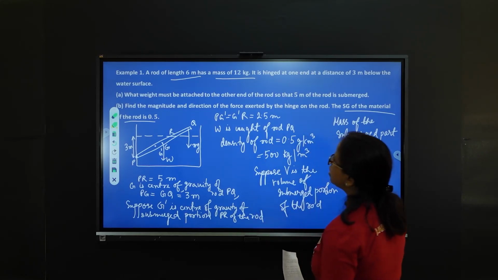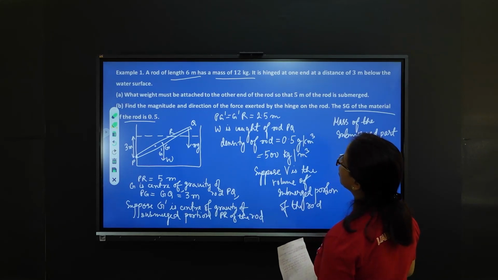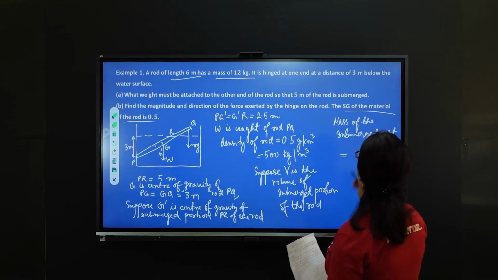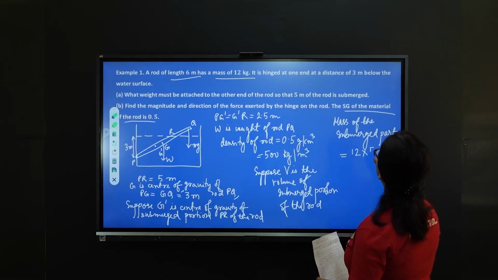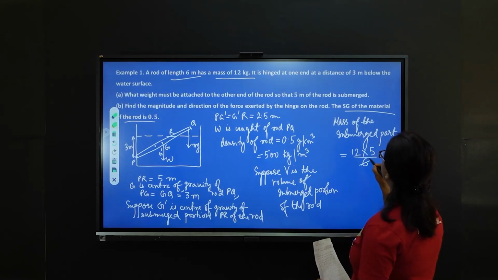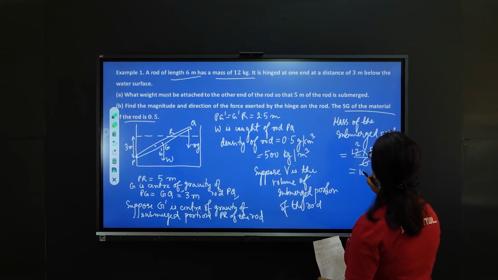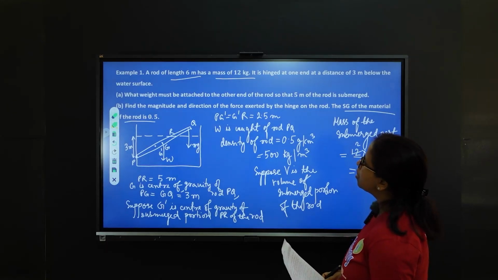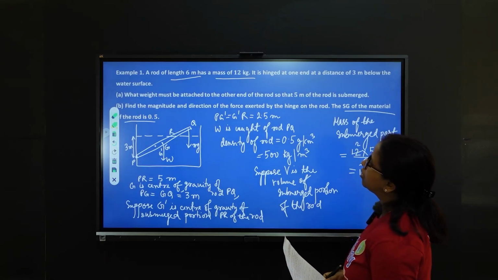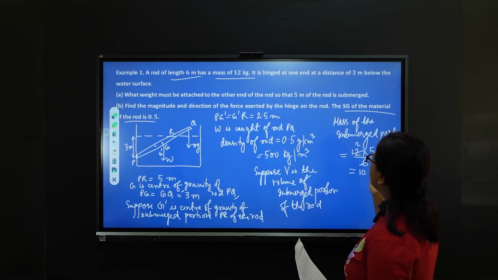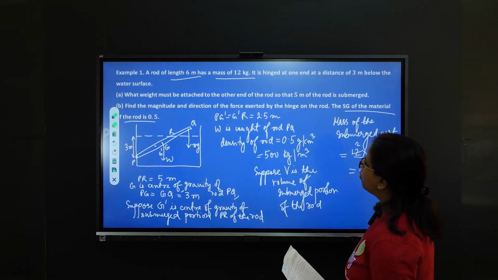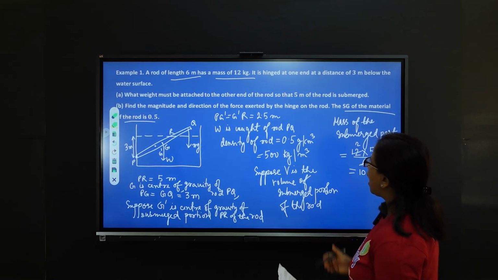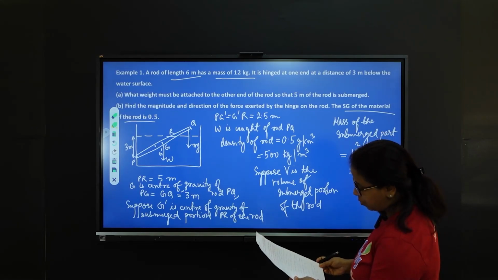So in that case, the mass will be 12 times 5 by 6. So that's equal to 10 kg. So this is the mass of the submerged portion of the rod. Now we have the mass of the submerged portion, we have the density of the rod, and we also have the volume of the submerged portion.